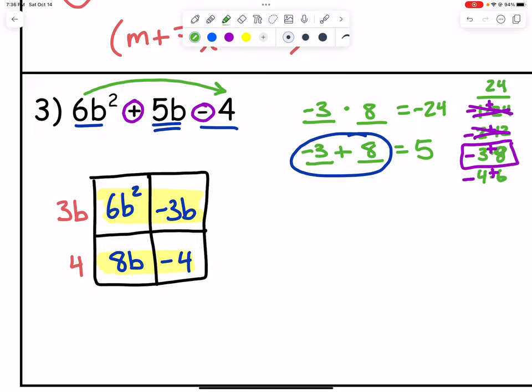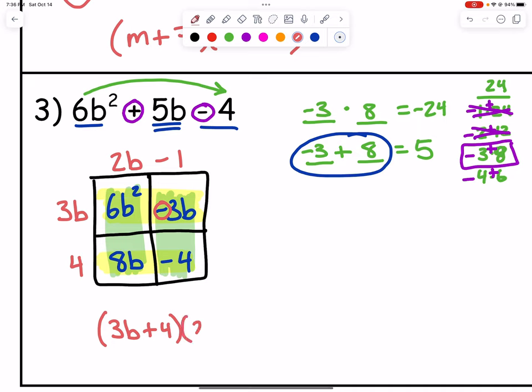Let me get a little lighter color. So 6b squared and 8b are in the first column. For 6b squared and 8b, we could take out a 2 and a b. And then for the second column, we have negative 3b minus 4. So from negative 3b and negative 4, we can only take out the negative and a 1. But that's okay. Just take out a 1 if you can't take anything else. And then just write out the factors now that we know what they are, which are these on the side.